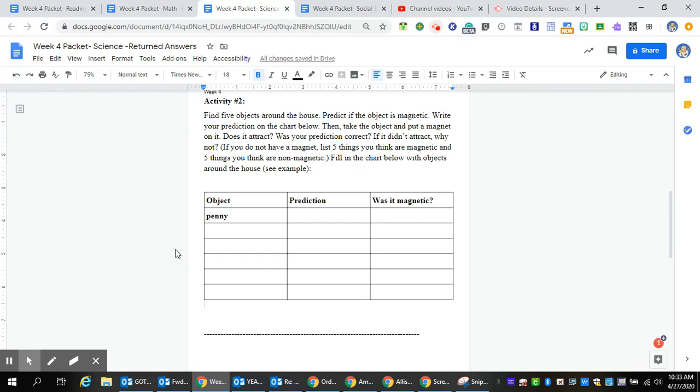If you are going through with the experiment, list your 5 objects here, say magnetic or non-magnetic here, and then your outcome from your experiment would go in the 3rd column.